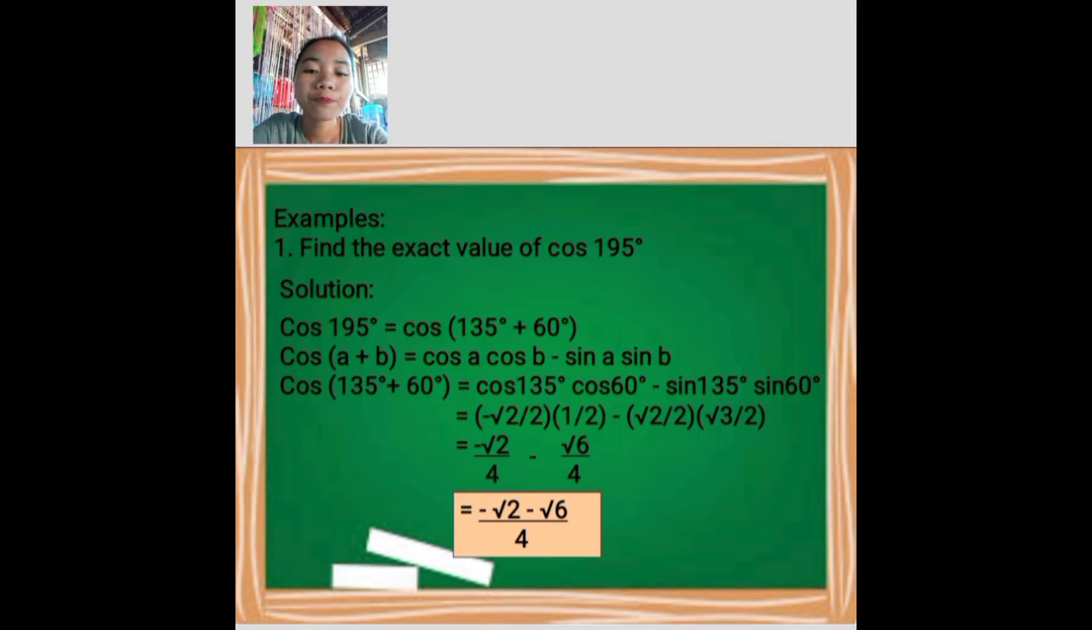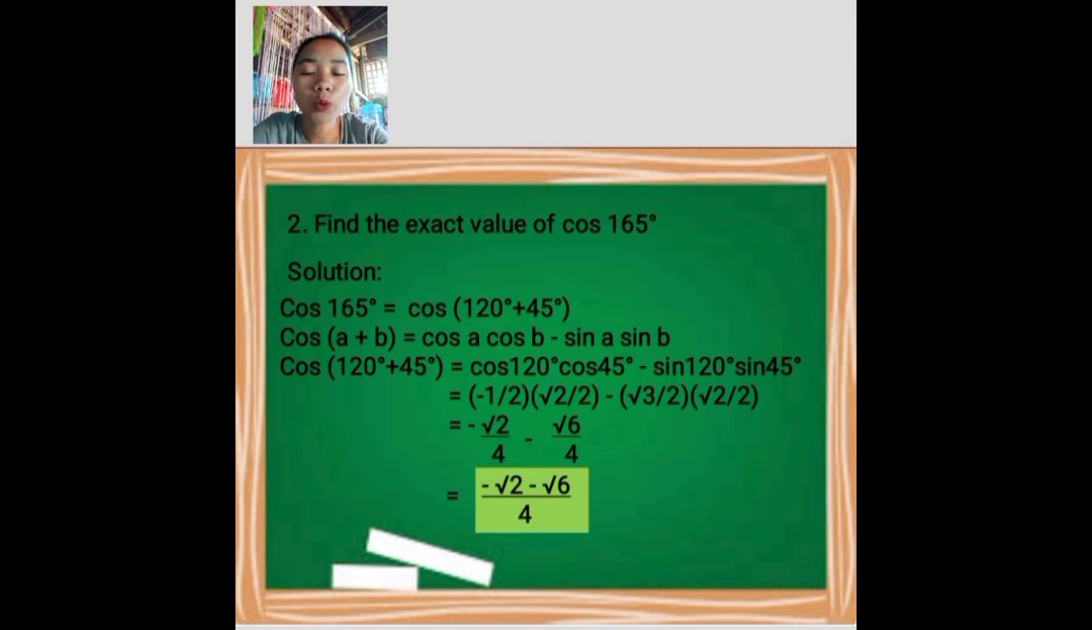So, we have square root of 2 times 1 is equal to square root of 2. Then, 2 times 2 is equal to 4. Minus square root of 2 times square root of 3, we have square root of 6. Then, 2 times 2 is equal to 4. So, since they have the same denominator, we have negative square root of 2 minus square root of 6 over 4.